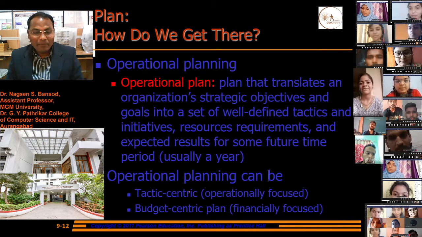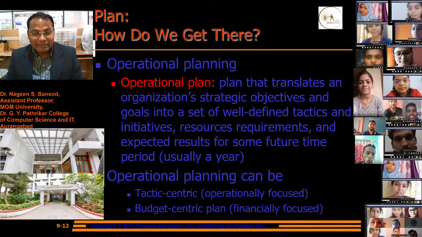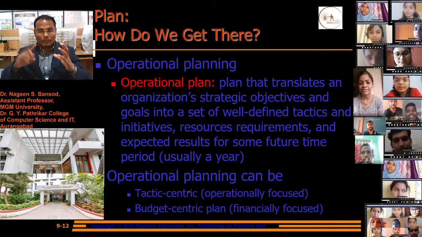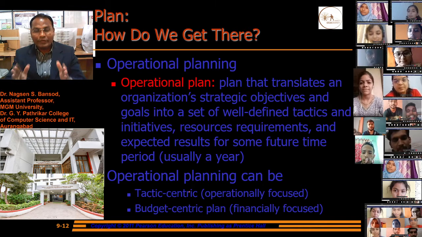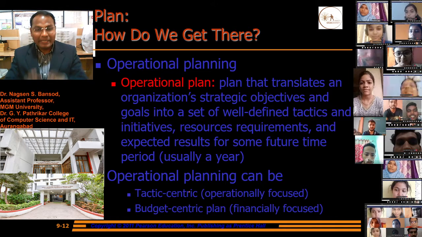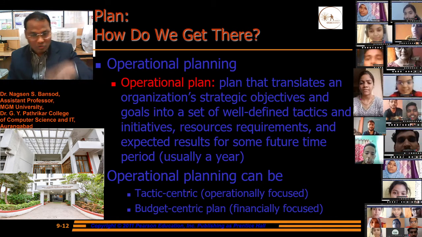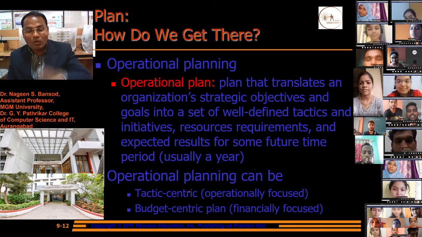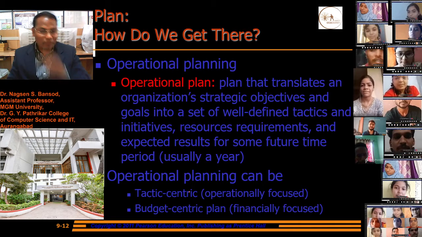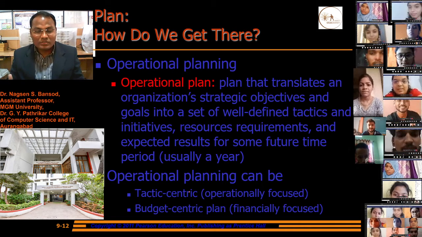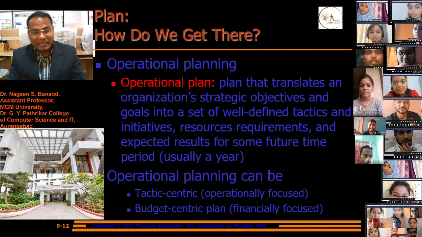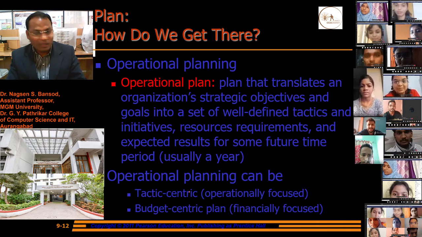Operational planning can be tactic-centric, operationally focused. Suppose the target is there, the 90 units must be completed within a day. To complete those 90 units, all the company's focus should be on that platform, on that product. Budget-centric planning has a financial focus. We also have to make some financial operations. After selling these 50 units, we get the money, and that again we will be able to invest.